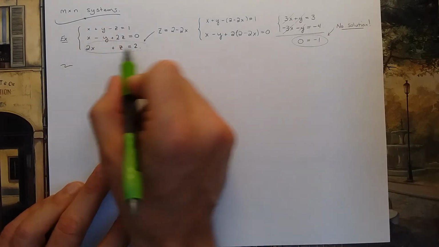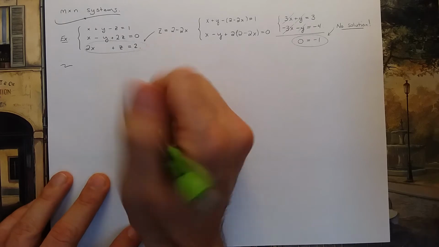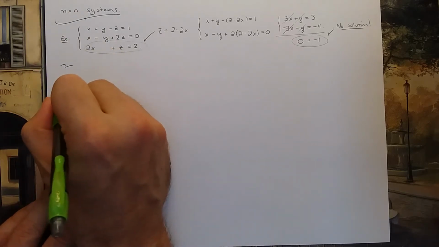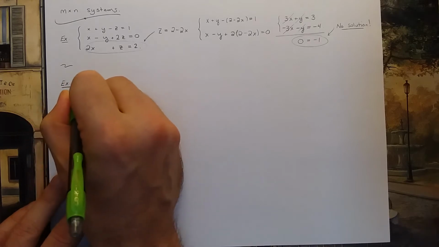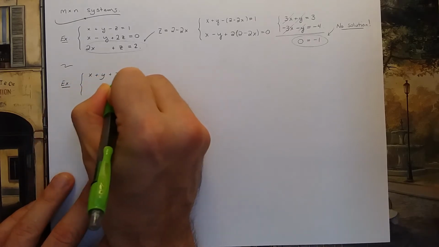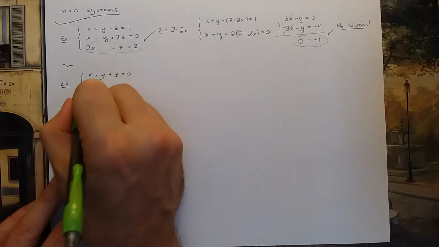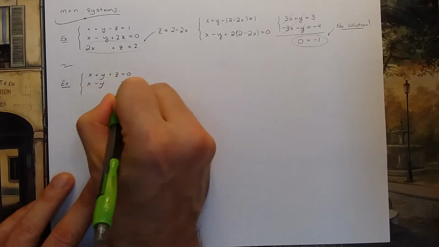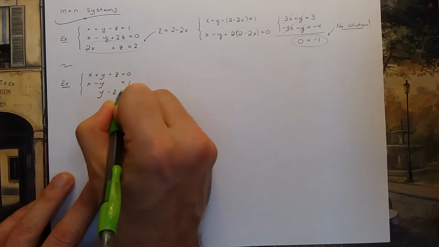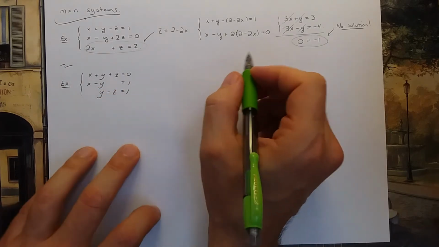That was an example of the substitution method, but I prefer for these problems the elimination method. So let's do an example using that approach. Maybe I can have x plus y plus z equals 0. Let's say x minus y is equal to 1, and y minus z is equal to 1 again.